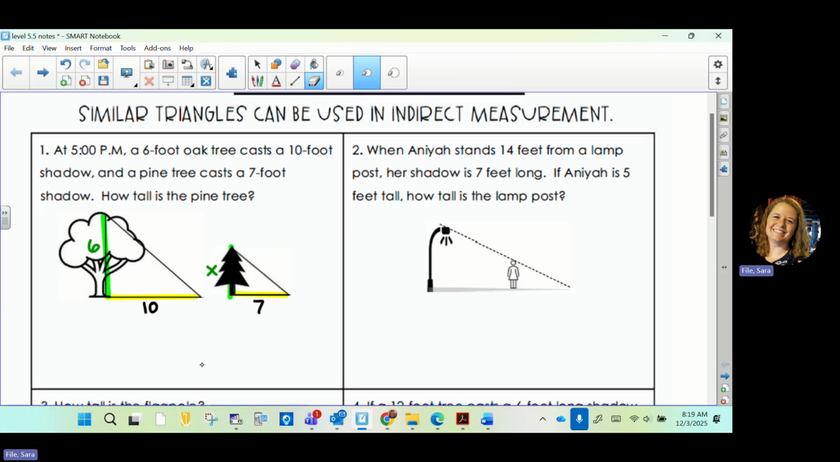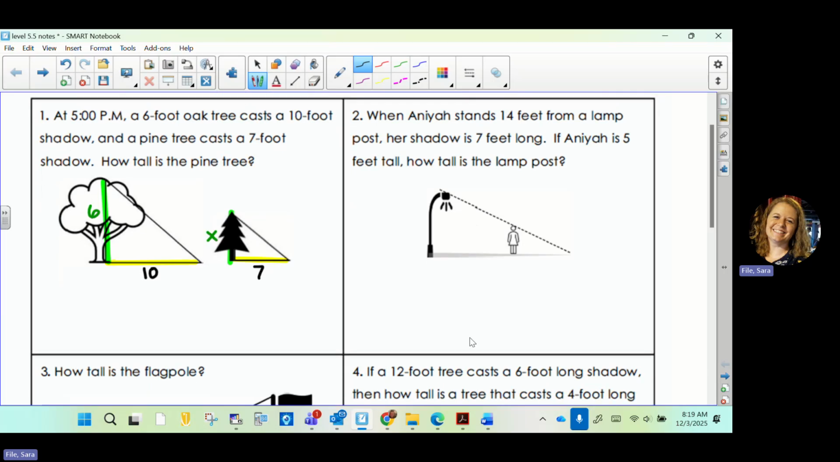So how could I set up that proportion? Now that I've marked my corresponding parts, the next step that we learned yesterday was to set up the proportion, and then we'll use the proportion to solve. We can cross multiply, and I'm going to show y'all a Desmos trick and how you can use Desmos to help you solve once you have your proportion set up. So I've color coded green to green, or tree to tree, shadow to shadow. How would I set up my proportion? What's one possible way?